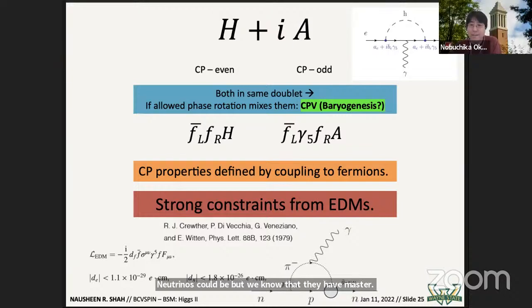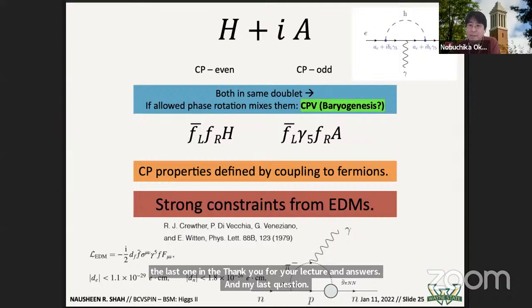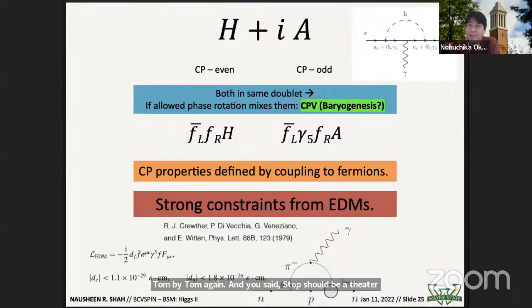Okay, the last one. And thank you for your lecture and answers. My last question, Tom again. You said the stop should be at the TeV scale. But if we, for example, upgrade the LHC and find no sign of a stop, we can only do more fine tuning for the MSSM, but can't exclude this model.